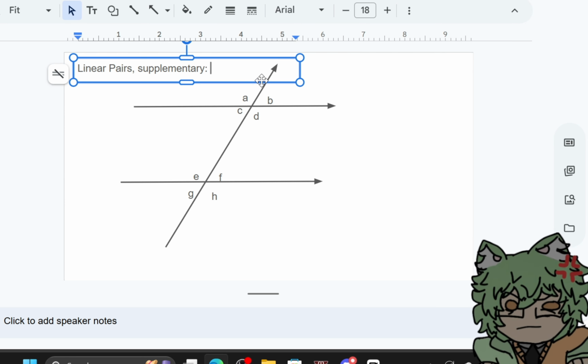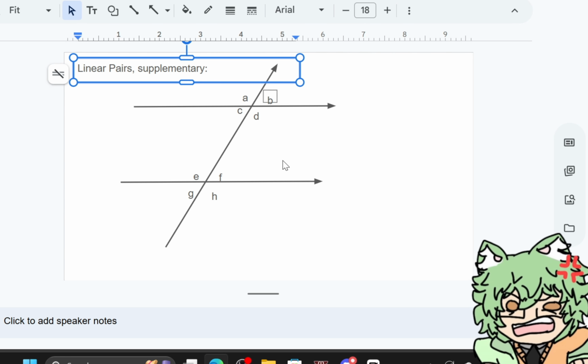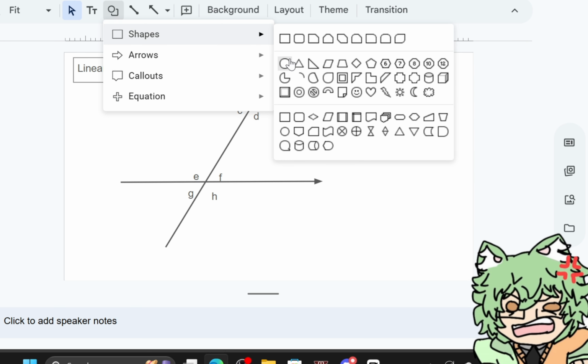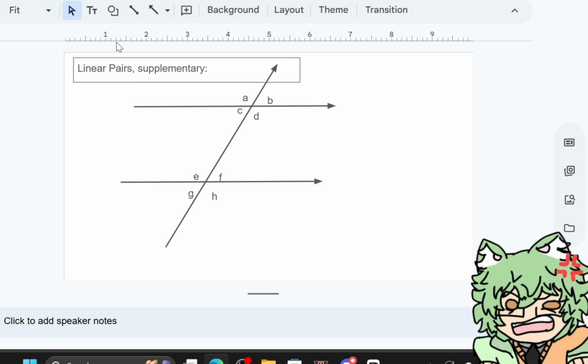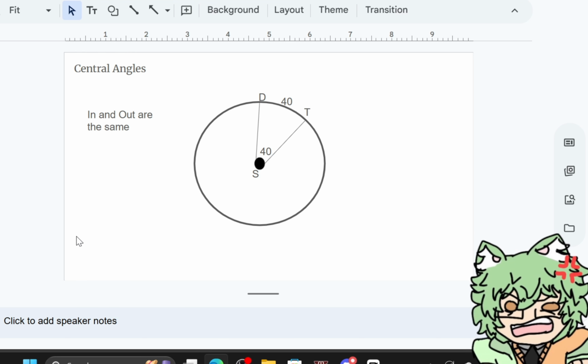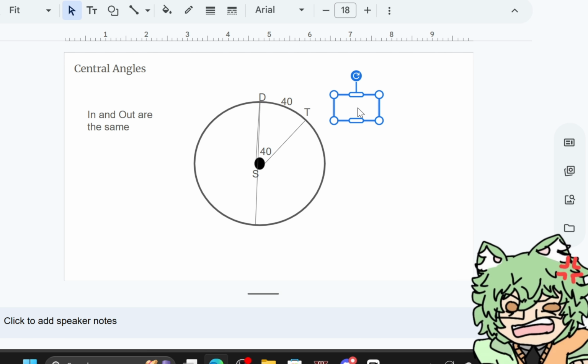Supplementary. What are supplementary pairs? You see, supplementary pairs and linear pairs are known as one. They can form a 180. And if you don't know what a 180 is, get off this video. 180 is half of a circle. How much is a circle? Yeah, 360. Everybody looking at. And how much is a triangle in general? I mean, a circle in general?